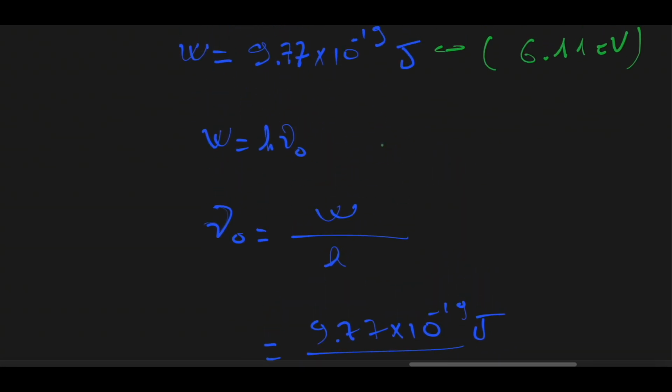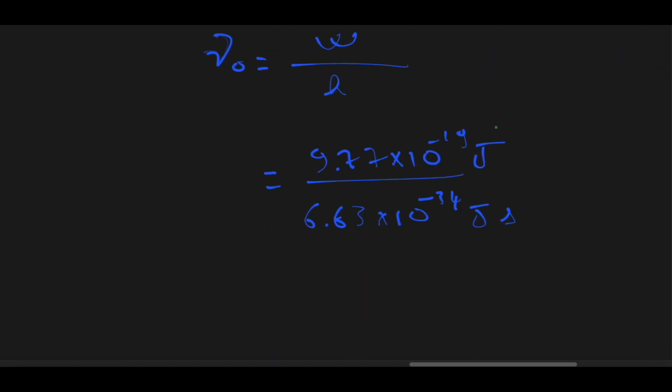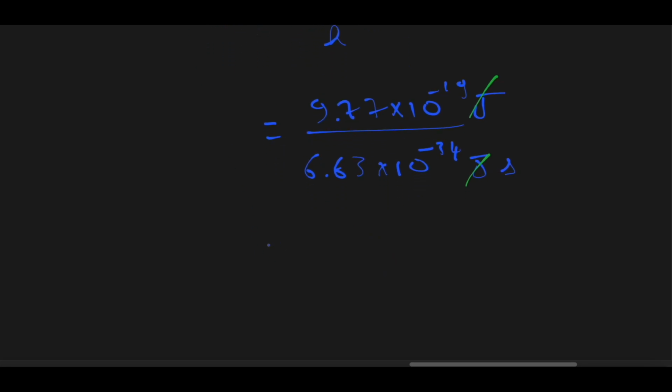So that's why we have calculated the work function in joule. It's better to avoid converting here. And we get a threshold frequency equal to 1.47 times 10 to the positive 15 Hertz.